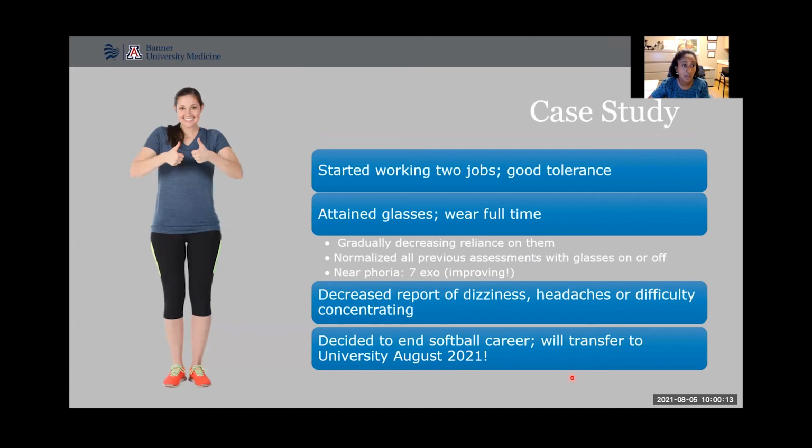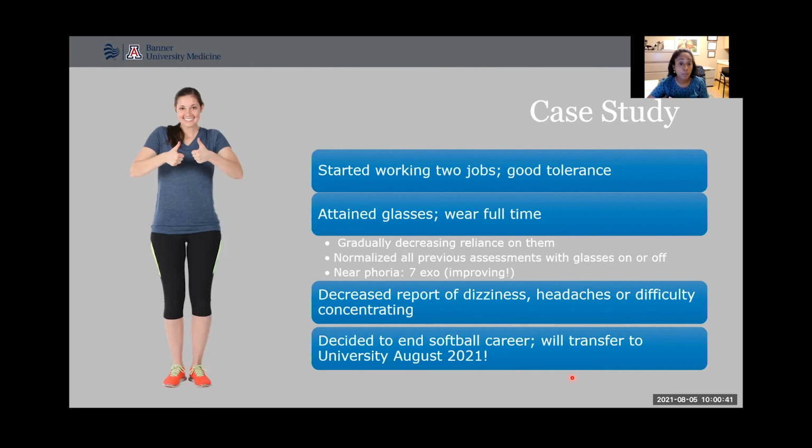I first saw her. She did obviously attain her glasses, which she's wearing full time, but she actually has kind of gradually decreased her reliance on them. So she wears them all the time, but initially when she woke up and even just walked around to her bathroom without them, she felt unwell. But now after several weeks, she can get by without having them on her face at all times and not feeling that increased reports of headache or eye strain.